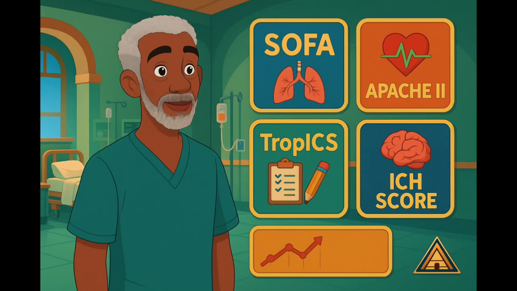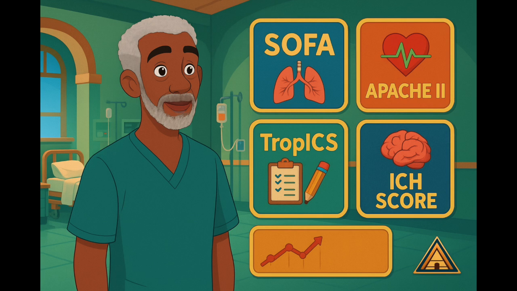Severity scoring systems are an essential part of modern intensive care practice because they provide an objective framework for evaluating how ill a patient is, predicting outcomes, and guiding clinical decision-making. These scores are not used to replace clinical judgment, but to complement it by offering structured, reproducible assessments that help us communicate clearly, allocate resources appropriately, and audit the quality of care.